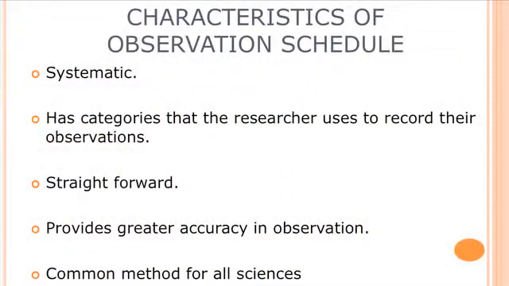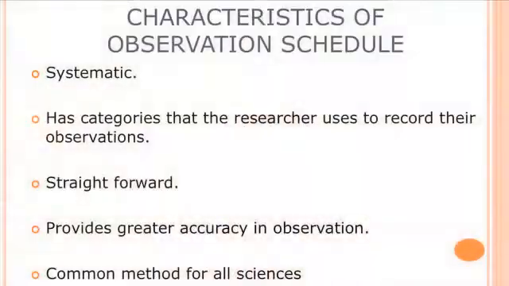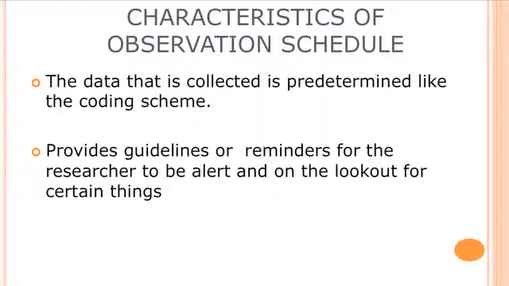Observations are straightforward. I see a behavior, I define a behavior, I go and I observe. It provides greater accuracy in observation. Because I'm sitting there and I've systematically seen the events that I want to observe, the time that I want to observe, it gives us more accuracy in our observation, and it is a common method for all sciences. The data that is collected is predetermined, like the coding scheme, and provides guidelines or reminders for the researcher to be alert and on the lookout for certain things.